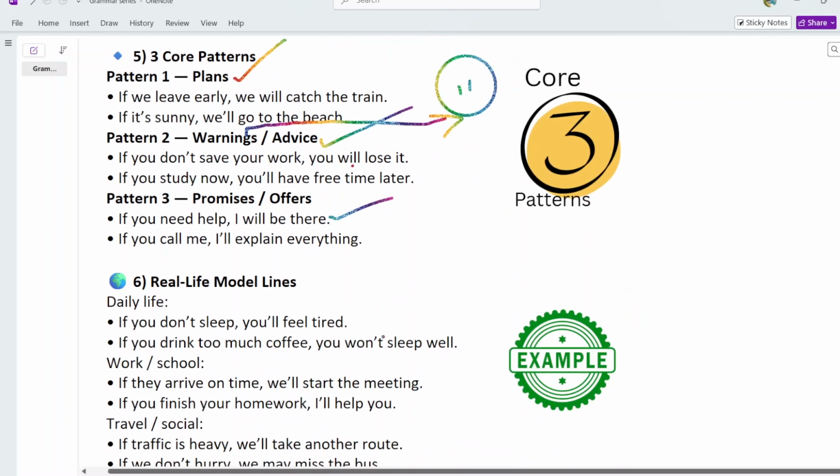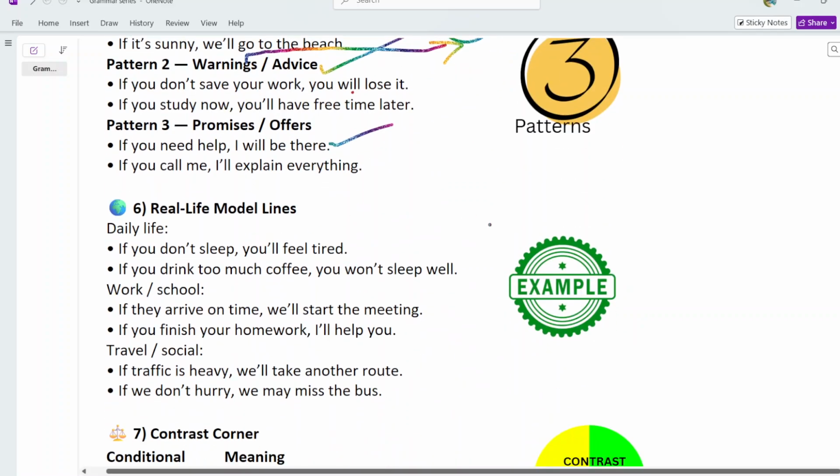All right, great. Now let's look at some examples for today. It's very important to understand how these examples can be used in our daily life as well. Listen to how natural this sounds in daily life. Firstly, if I say, if you don't sleep, you'll feel tired. Very fluent, very easy to use. If you drink too much coffee, you won't sleep well. You will not sleep well.